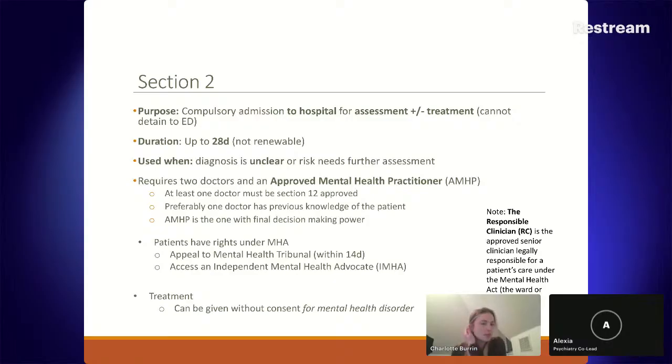Just a note for some terminology that you might come across. The responsible clinician, or RC, is the senior clinician that kind of oversees the patient care. Practically speaking, this is usually the ward consultant.